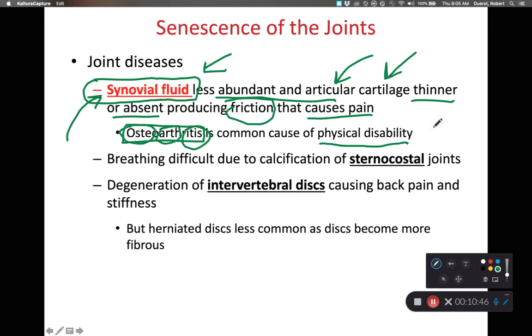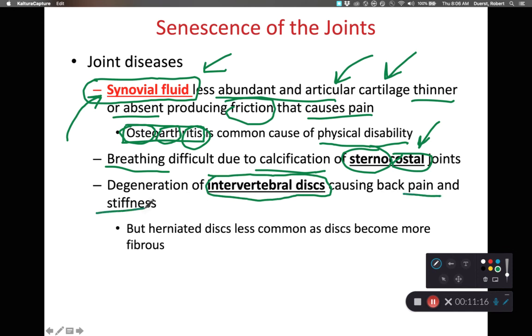Now, as we look at the sternocostal joints, in particular the cartilage around the ribs, costal meaning ribs, sternum referring to, well, the sternum, that cartilage can begin to calcify and become much stiffer. And that makes it much more difficult to breathe. You have less flexibility within your thoracic cage. As we look at the intervertebral discs, those are made of fibrocartilage, and they can degenerate. As they degenerate, they can cause back pain and or stiffness. And for the record, back pain is not very well understood.